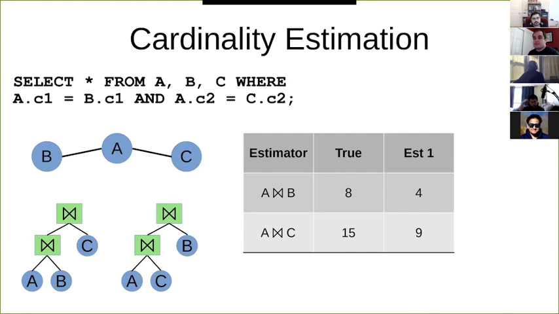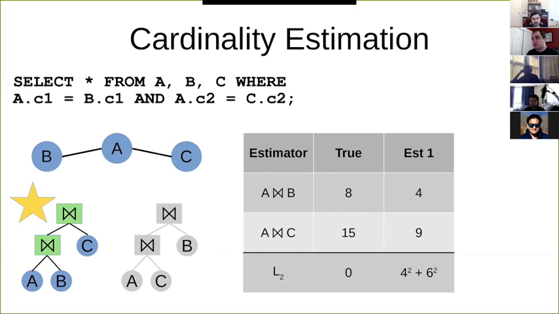If we run query optimization using these cardinality estimates, then we have a certain amount of error, right? Our first estimate was off by 4, our second estimate was off by 6. So the L2 error, so to speak, would be 4 squared, the error in the first estimate, plus 6 squared, the error of the second estimate. So even with this error in the cardinality estimation, if I used any query optimizer on these estimates, I'd still pick the correct join plan because A join B is given a lower cardinality than A join C.